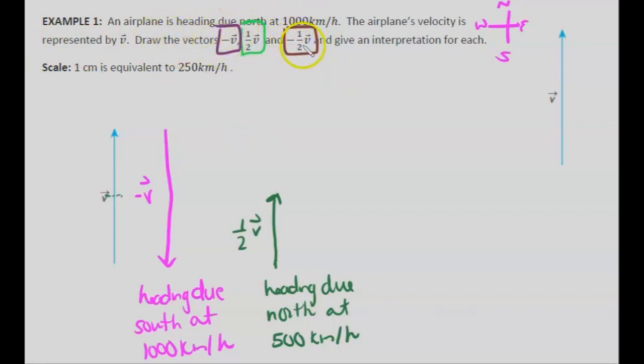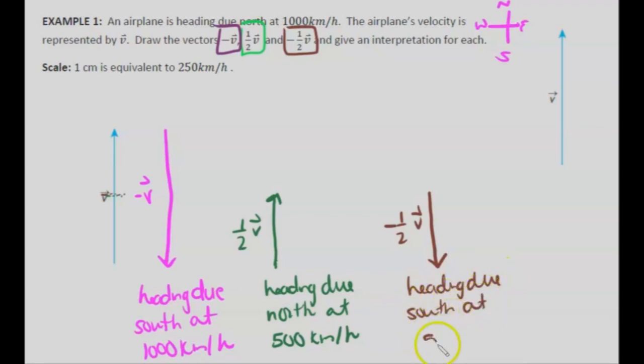Okay, and then last one, negative 1/2 v. Well, we know this is 1/2 v, so let's go in the opposite direction. So from vector v, we're going to take half of it and then go in the opposite direction. So this is going to be negative 1/2 vector v, and this is heading due south at 500 kilometers per hour.